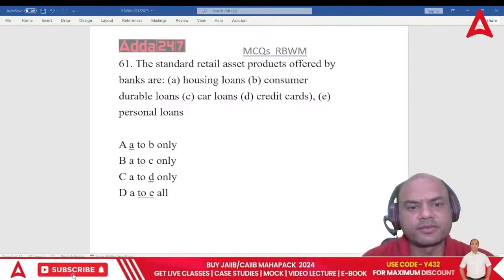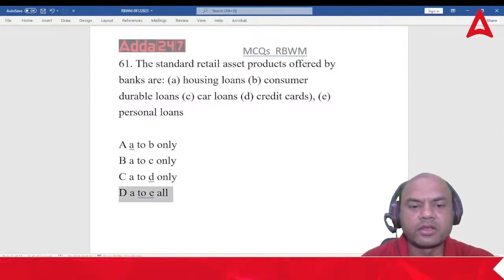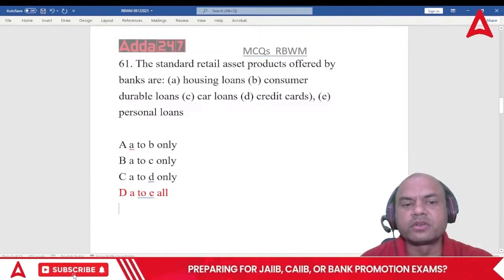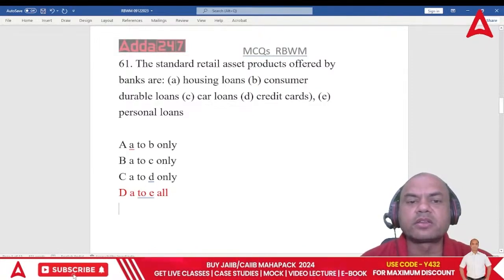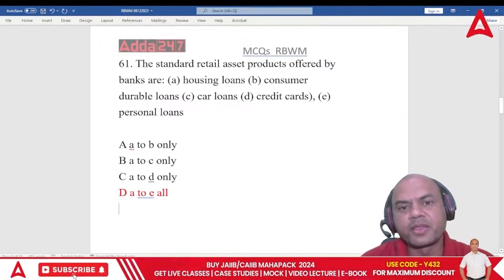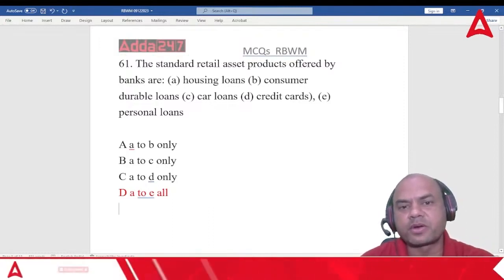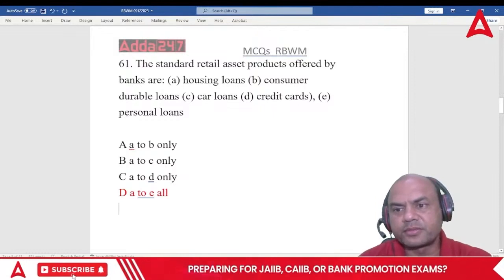The answer is A to E all, correct? A to E all. These are the common products: housing loan, consumer loans, car loans, credit card, personal loan. These are known as generic products now. Every bank is giving these products, right? Next one.